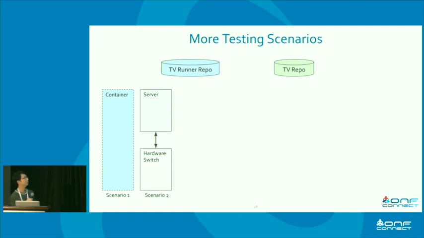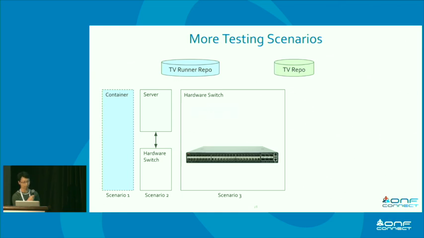As for the next steps of the test vector runner, we're thinking of deploying in more scenarios. We already mentioned that we could deploy in a single container or on a server that has a connection to the switch. The third scenario would be to deploy on the switch itself. In this case, the test vector runner will still have gRPC connections to the switch, but since the physical connections are gone, it won't be able to directly send packets to the switch.